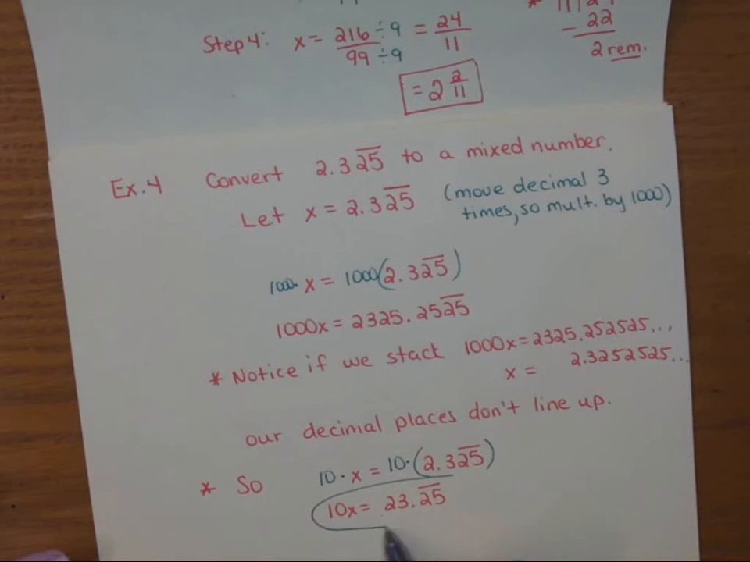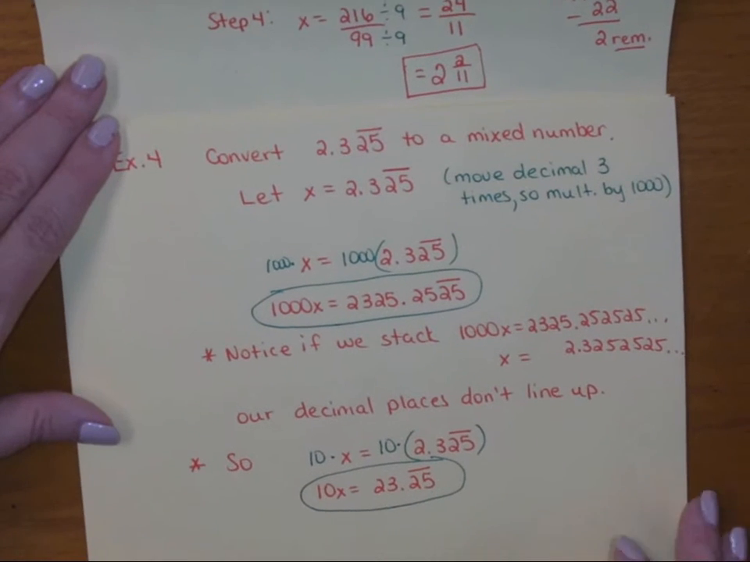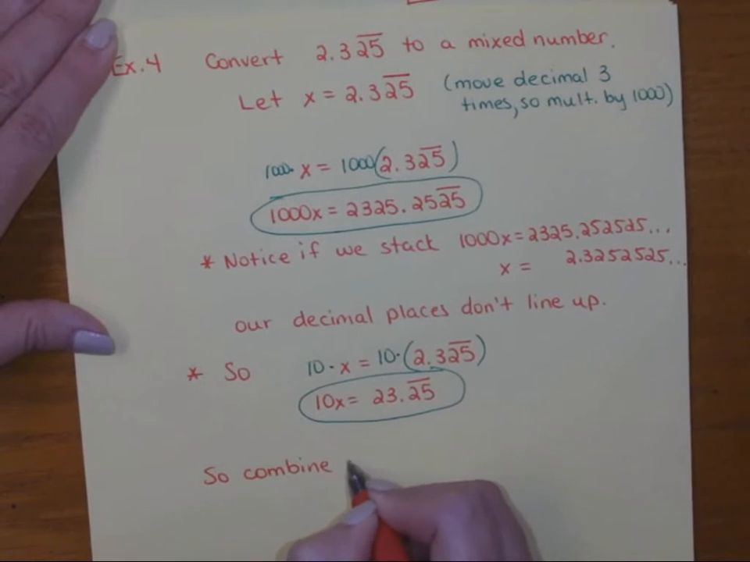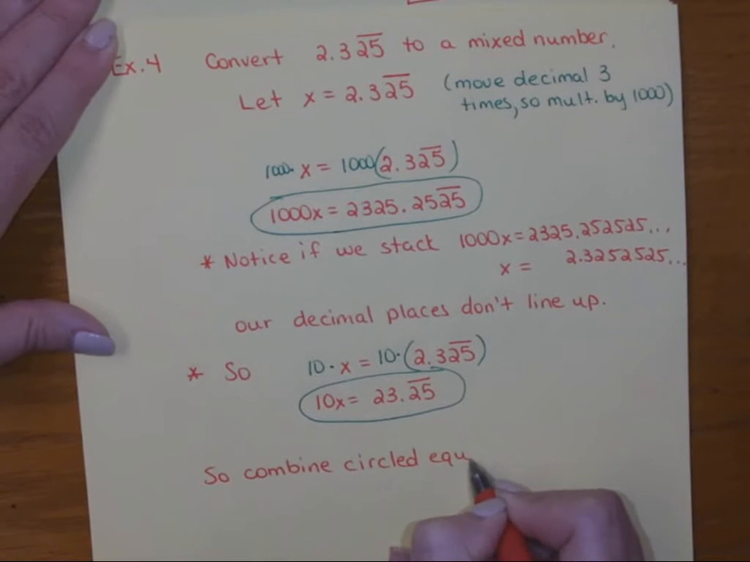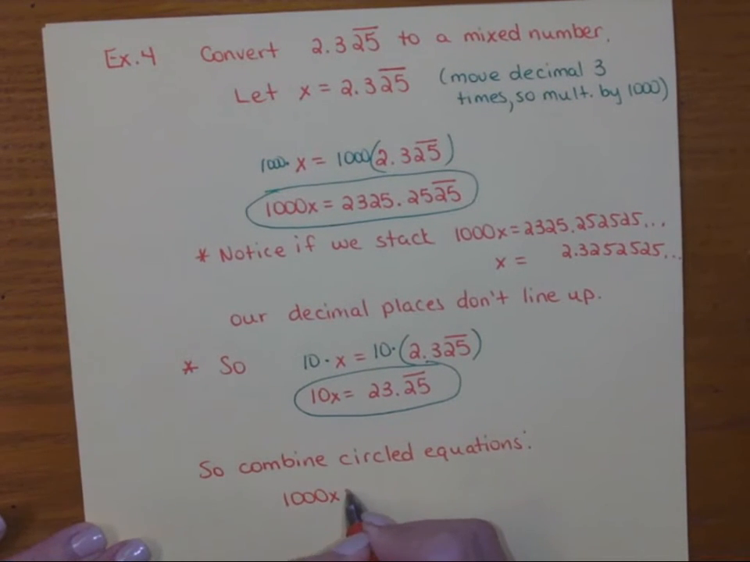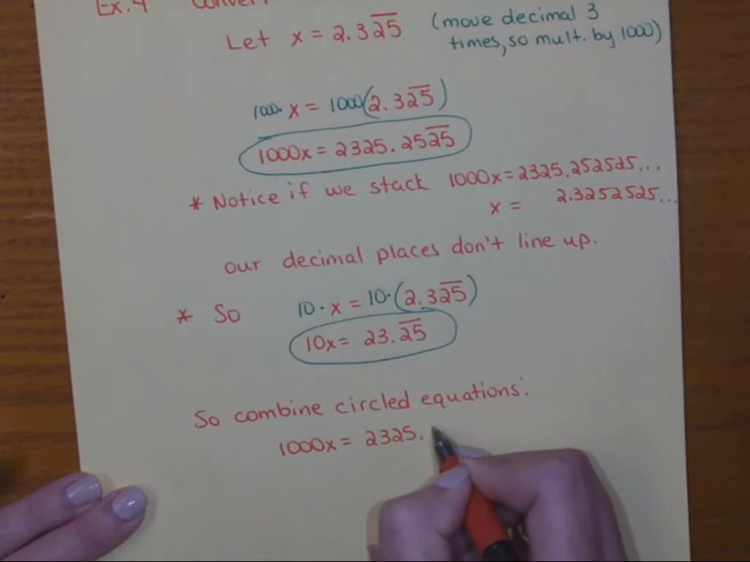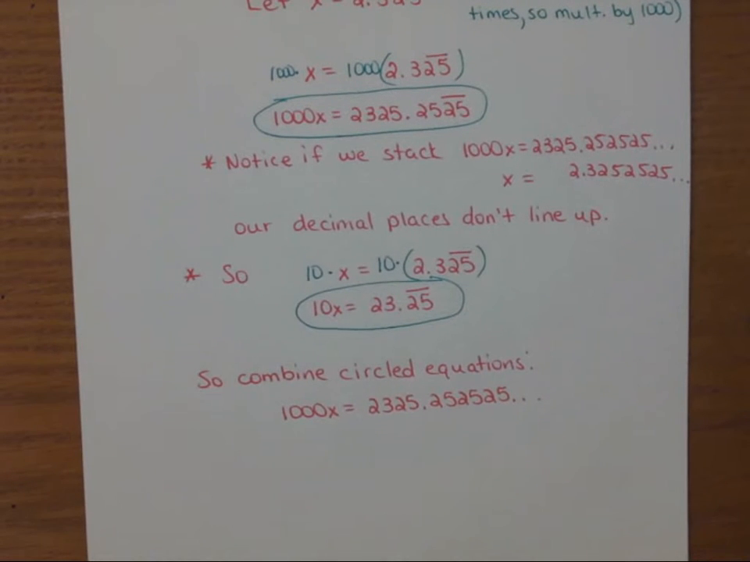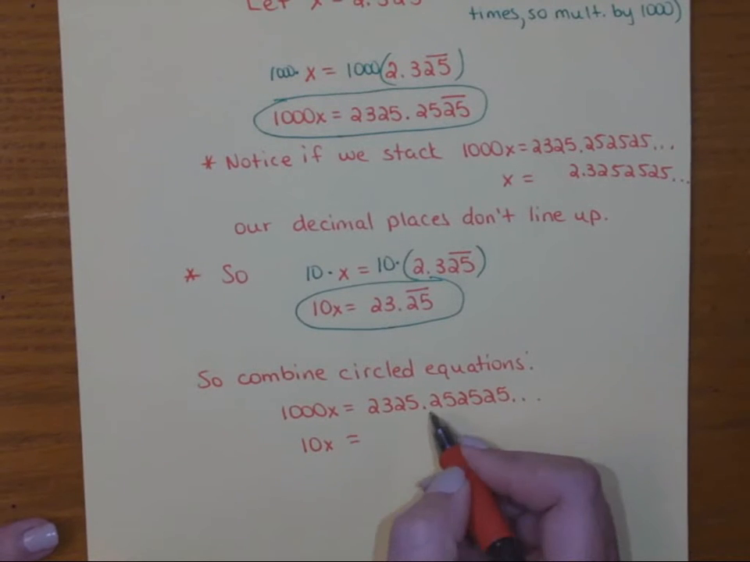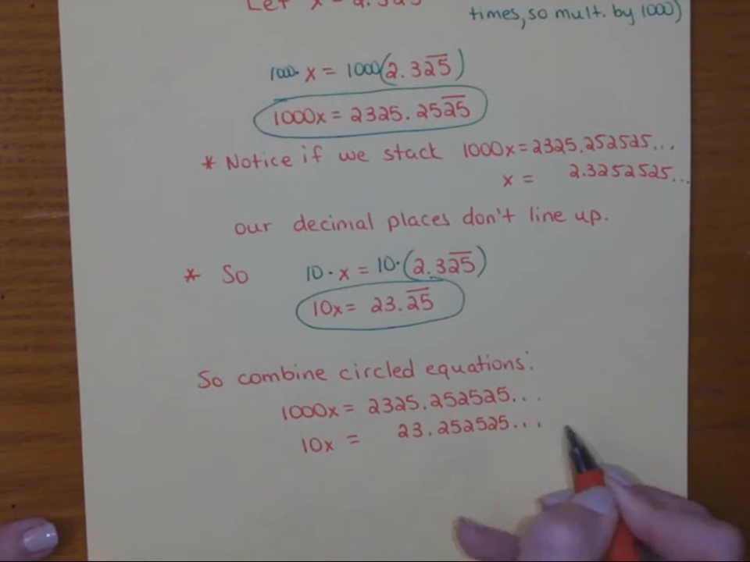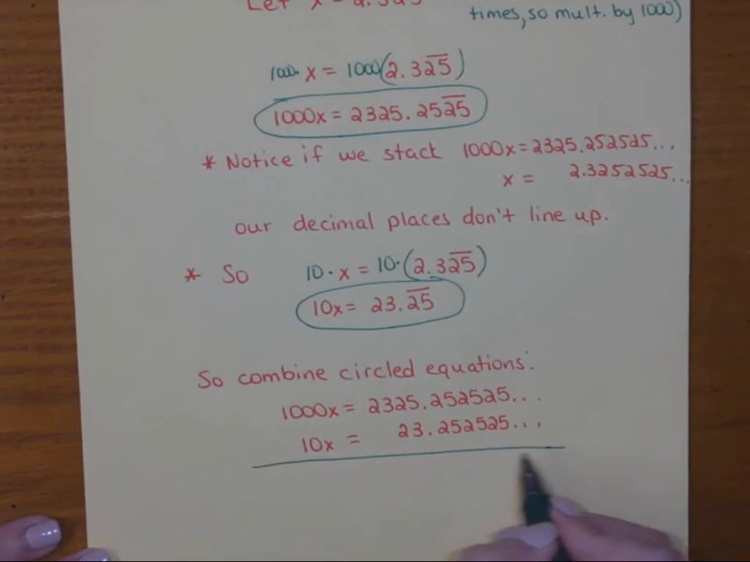So in the end, maybe we could use this one and this one. Maybe we could line those 2 up, since those 2 are going to be the ones that match. So if you combine the circled equations, you're going to get 1,000x equals 2325.252525, and I always tend to put 3 sets of repeaters. You don't have to do it that way. But we're going to line it up with the 10x instead of the original, because this is going to work out perfectly. Because this method doesn't work if you're not getting rid of the ugly repeating decimals.